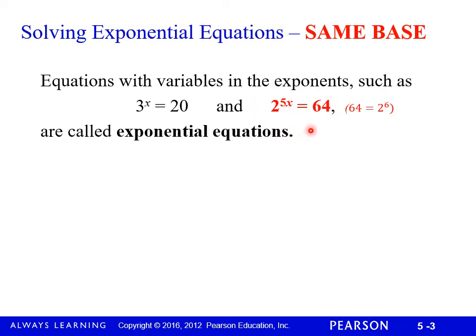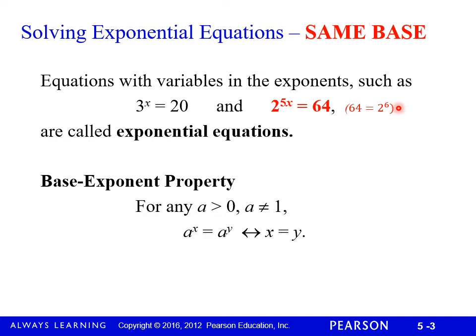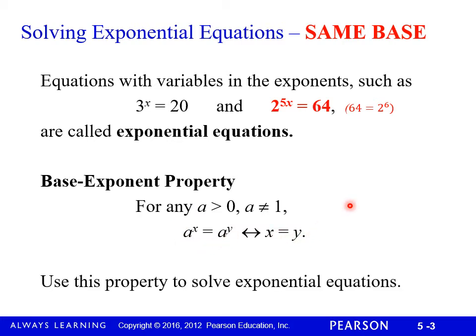Notice the second one in red here is actually an equation with the same base on both sides, because 64 is equal to 2 to the 6th power. So there's something called the base exponent property, and it says if we have the same base on both sides of an equation raised to a power, then the only way for this equation to be equal is if the exponents are equal. And so we're going to use this to solve exponential equations that have the same base.